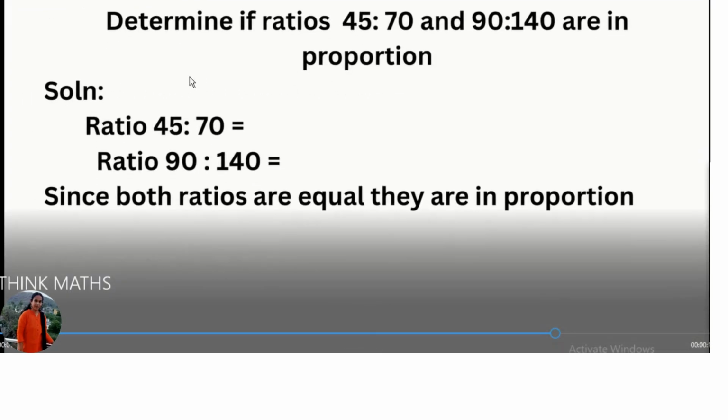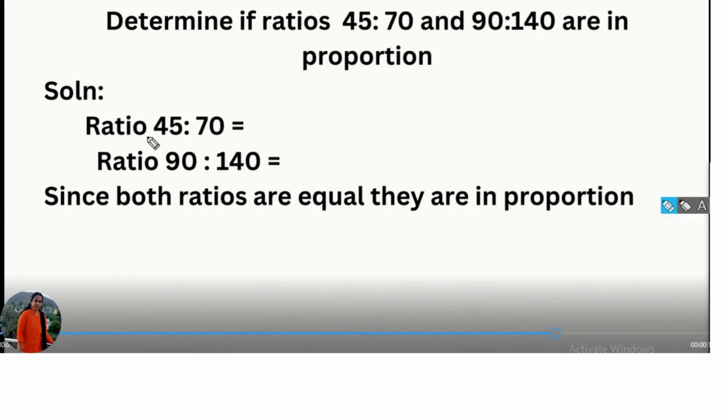So the next topic goes to: determine if ratios 45 is to 70 and 90 is to 140 are in proportion. So we have to simplify this and check they are in equal proportion. 45 is to 70. So let me take the 5 table. This 9 fives are 45, 70, 1 five is 5, balance will be 2, will be 4 fives. Okay, 4 fives are 20.